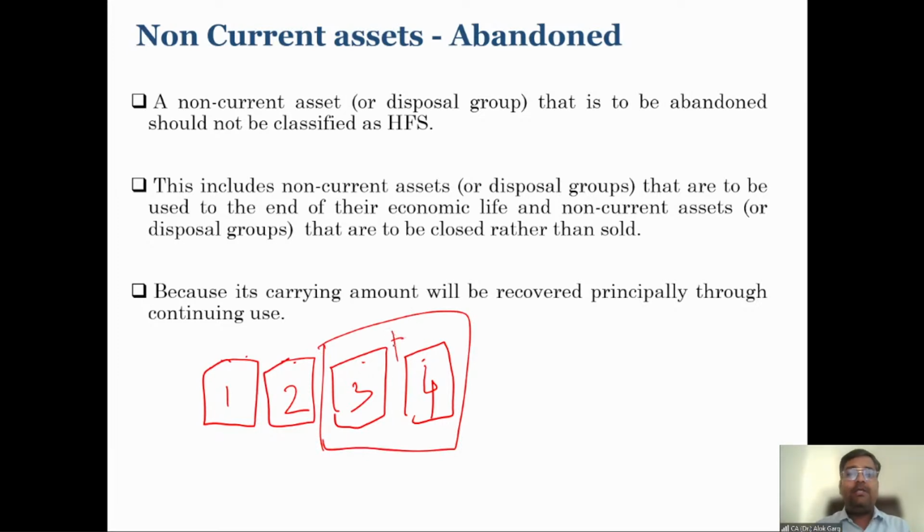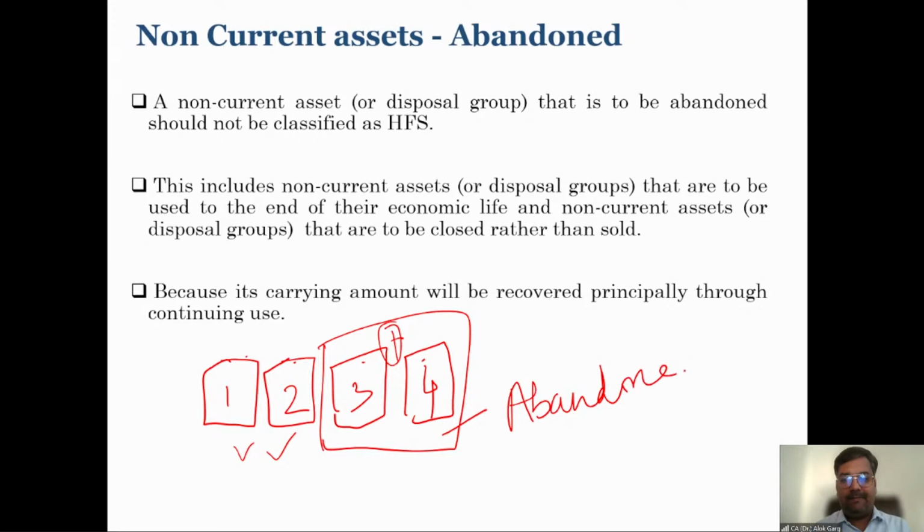They pack these machines and they start using them when the demand picks up, right? Since the demand is not there, they are just using these 2 machines and packing and shifting the other machines to the godown, or the machines are there but they are not using them, right? So this kind of asset is known as an abandoned asset.